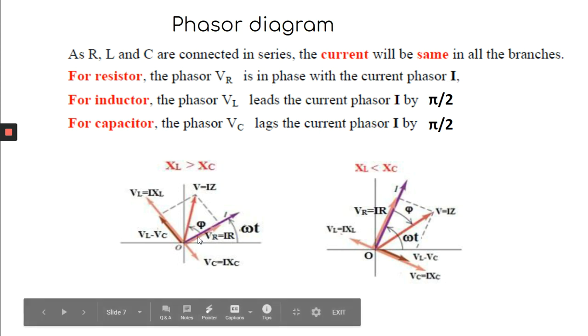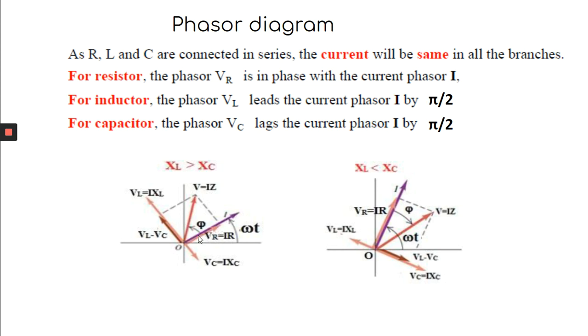So which is the VR? VR is also along the same line as that of the I. So this is your VR. So this is your phasor for VR. This is your phasor for current.